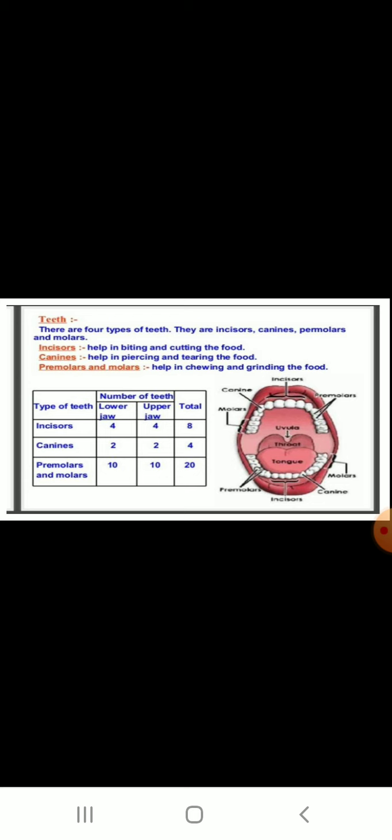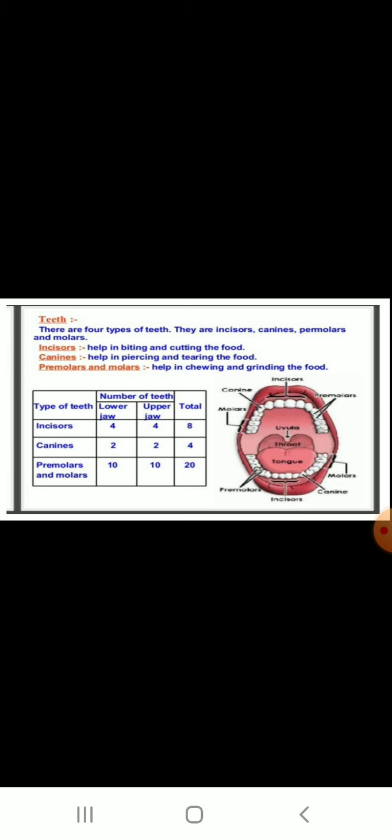Canines are strong in carnivorous animals because carnivorous animals eat flesh. I think you might have seen a lion and tiger. When it opens its mouth, you can see the canines. Canines are very pointed because they tear what we call flesh. Premolars and molars help in chewing and grinding the food.